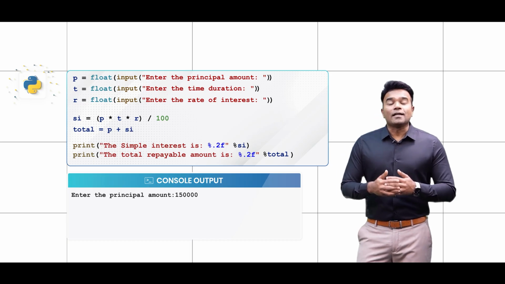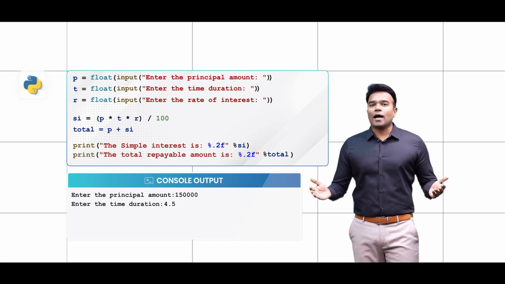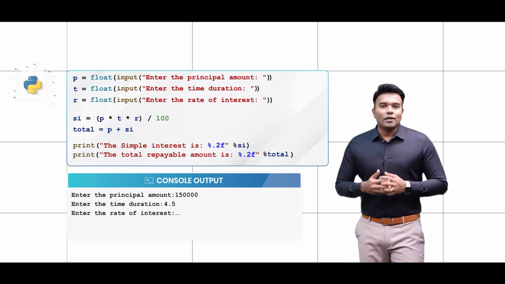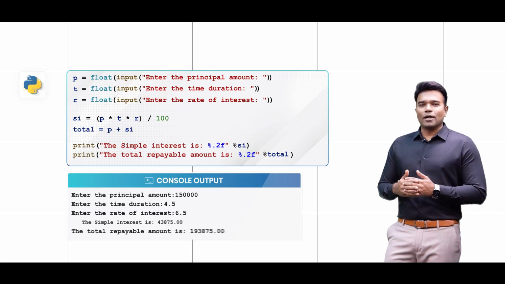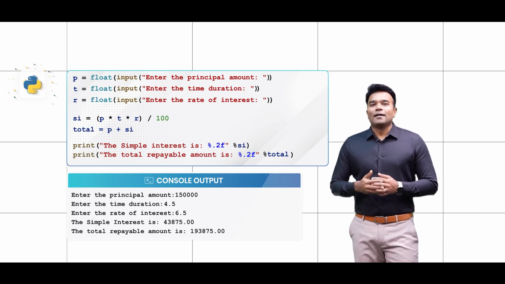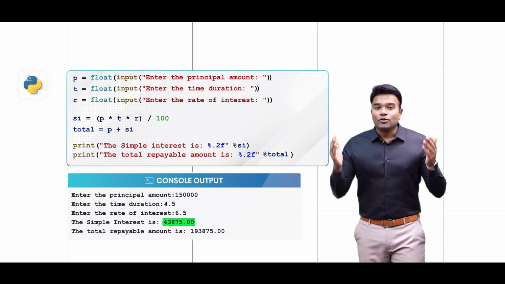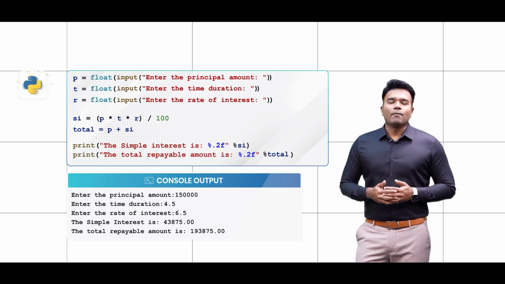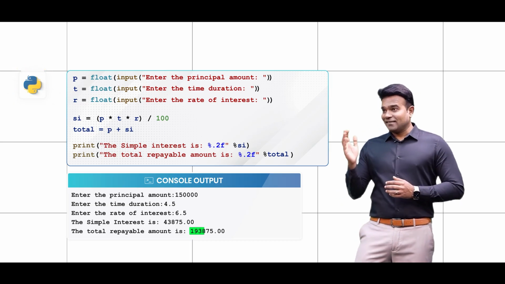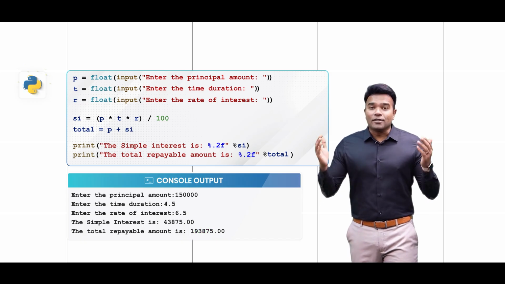And then it is asking me to enter the time duration, in which case I shall be entering it as 4.5 years. And then it is asking me to enter the rate of interest, wherein I am keying in 6.5, and now you can notice that the program is telling me that the simple interest happens to be 43,875 rupees and that the total repayable amount to the bank at the end of 4.5 years happens to be 1,93,875 rupees. Hope I am completely clear with this.